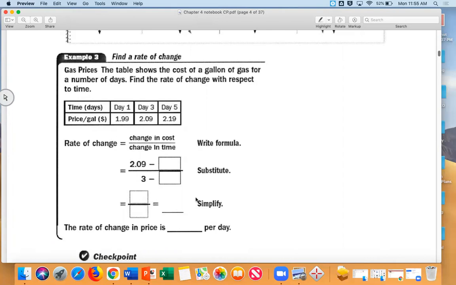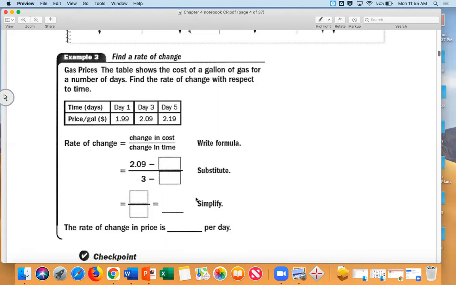All right, gas prices. The table shows the cost of a gallon of gas for a number of days. Okay, you know, gas fluctuates, right? With the economy, like when we had the snowstorm that went through Texas, everything shot up because that's where we get our oil and stuff like that from. So find the rate of change with respect to time. So Louis, it says rate of change, the change in cost over the change in time, right?